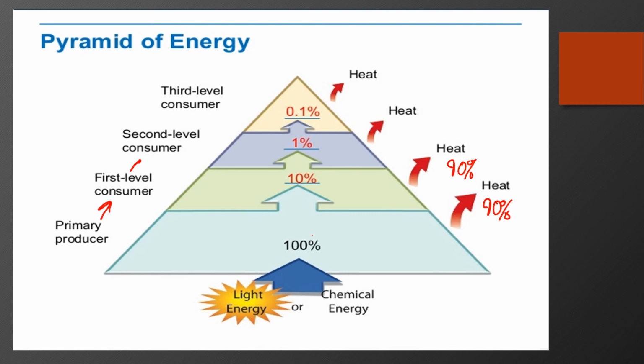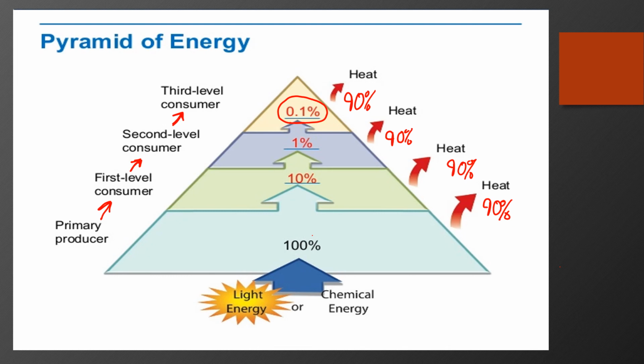The secondary consumer will only get 1% and will use 90% of it in their daily functions. And the tertiary consumer will only get 0.1% of that original energy. And so energy is lost significantly at each level.